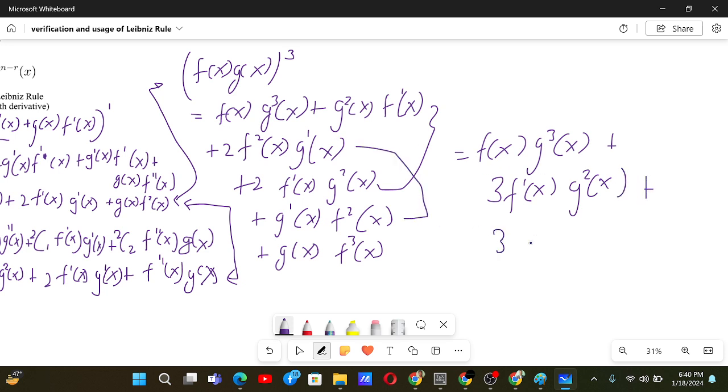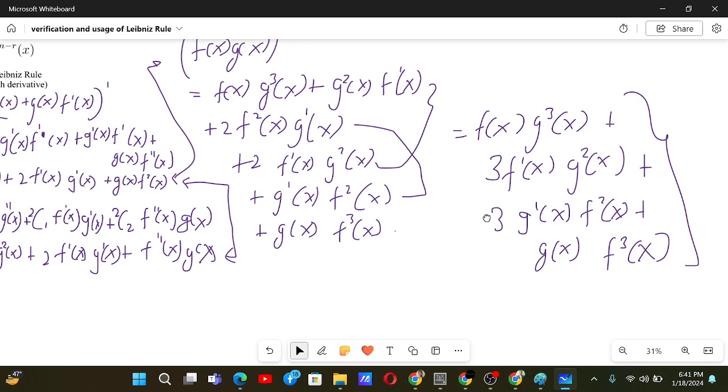So if we add this, what do we get? We get first f of x times the third derivative of g, and then these two can be added, this and this. That gives us 3 times the first derivative of f, second derivative of g, and if we add this and this, we get 3 times the first derivative of g, second derivative of f, and this gives us g times the third derivative of f. So this is by manually doing.